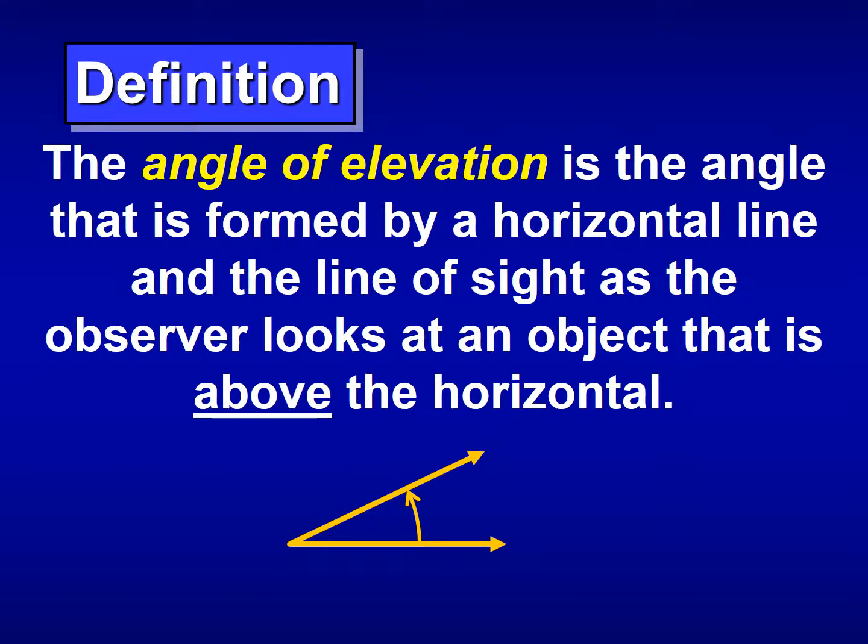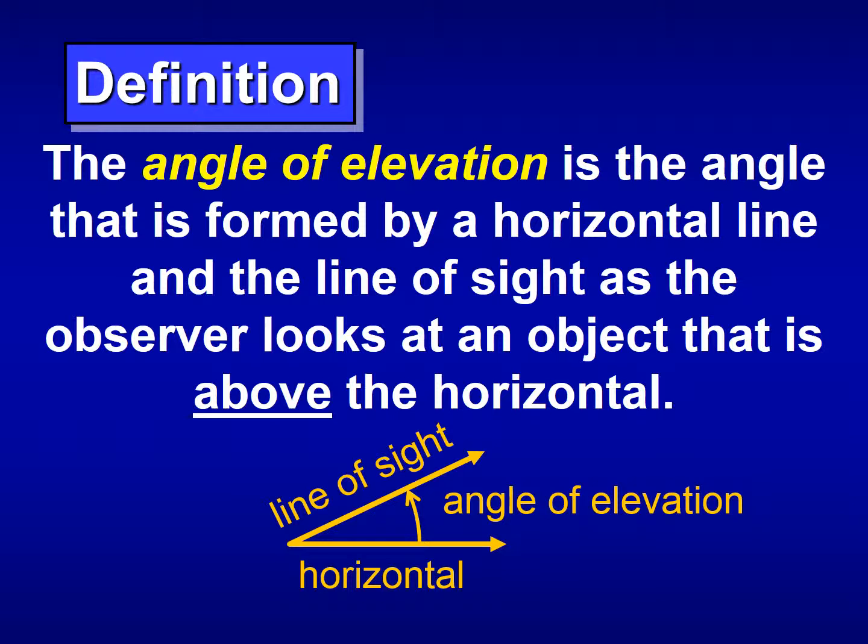All right, so let's talk about some useful definitions for when we look at word problems. We have something called the angle of elevation, which is the angle formed by a horizontal line and the line of sight as the observer looks at an object that is above them, above the horizontal. So when you're looking up at something, that is the angle of elevation. So here's the horizontal, here's our line of sight, and this is our angle of elevation.